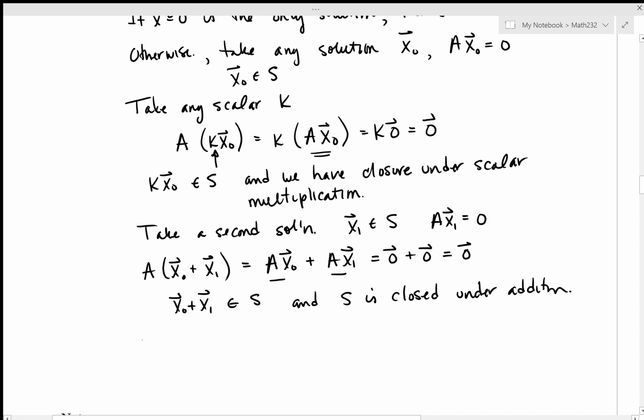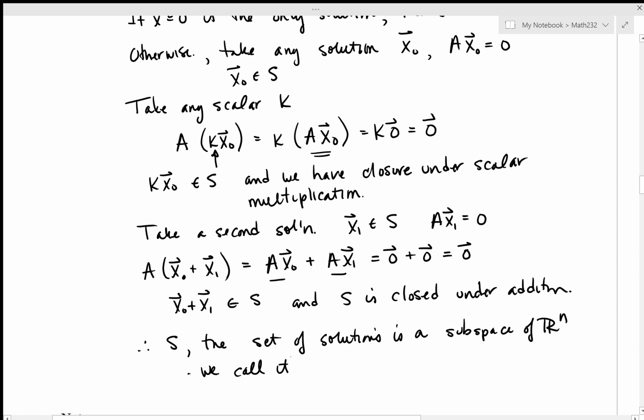Okay, therefore S, the set of solutions, is a subspace. There we go. And because it's a subspace and it's a set of solutions, we call it the solution space.